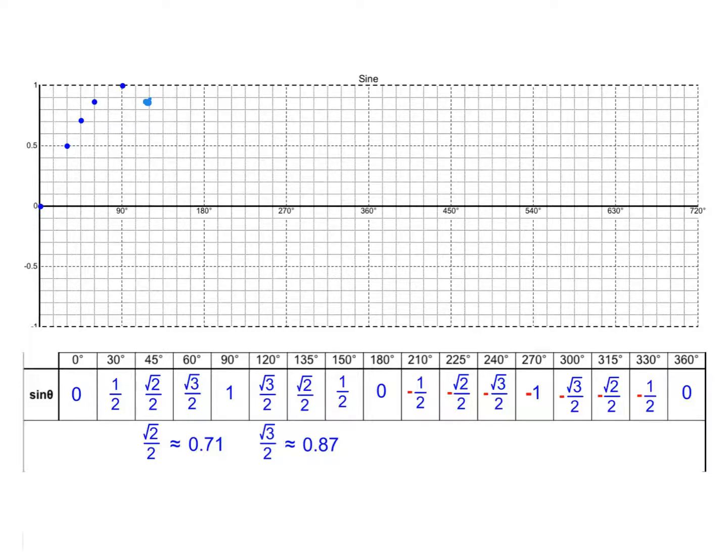Next up, I go to 135 degrees. Notice that's 15 degrees further, so that's one more hash mark over. And then that's going to be at 0.71. My next angle is the 150. That's 15 degrees past where the last one is, so we're going to go over 1 hash mark. And that one goes up to 1/2.